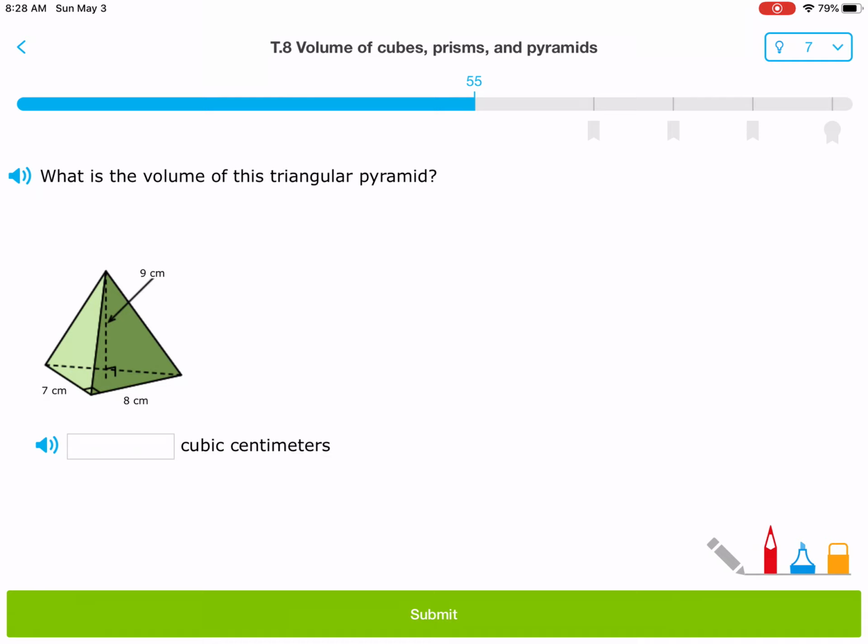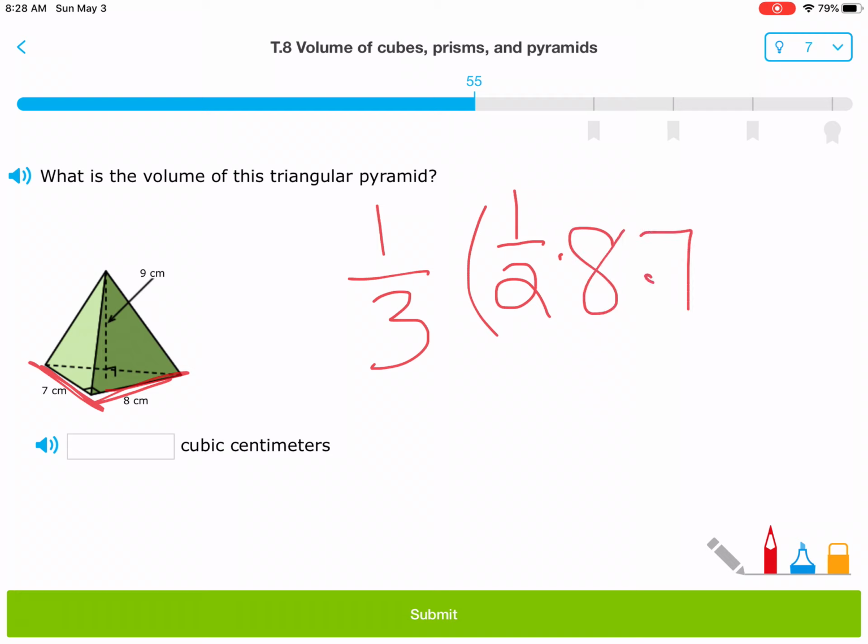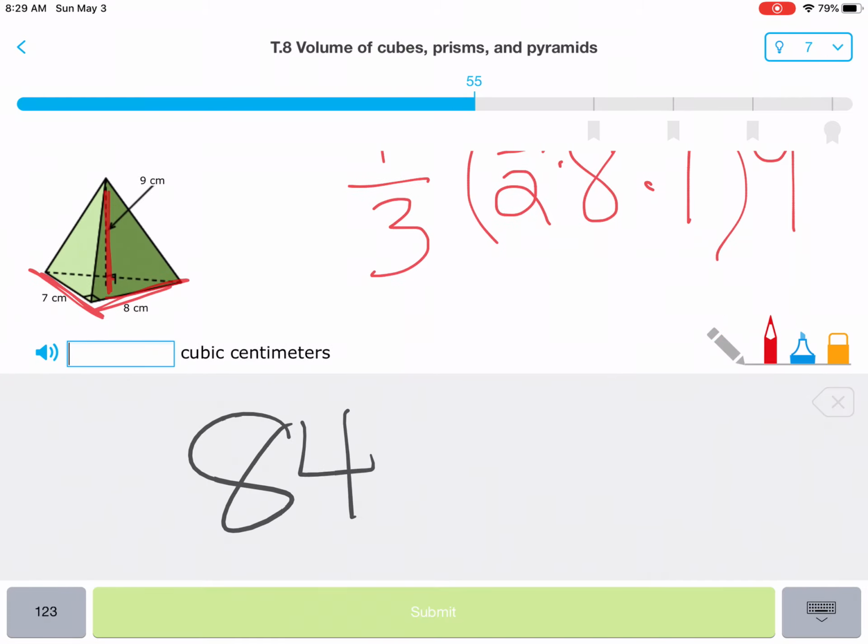The volume of the triangular pyramid. 1/3 times the area of the base. 8 times 7 times a half, because it's a triangle, times the height of the pyramid. The height of the pyramid is 9. It's 84.